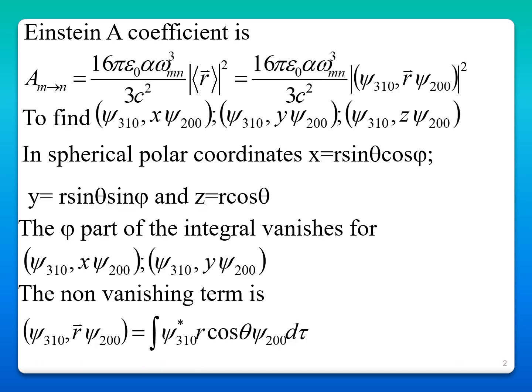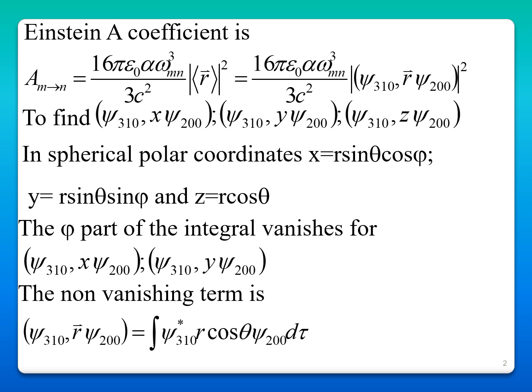So the Einstein A coefficient from state m to n is equal to 16 pi epsilon naught alpha omega mn cube divided by 3c squared, times the modulus squared of the expectation value of r. Here the expectation value is with respect to the states 310 and 200. It is an r vector, so it has components x, y and z.